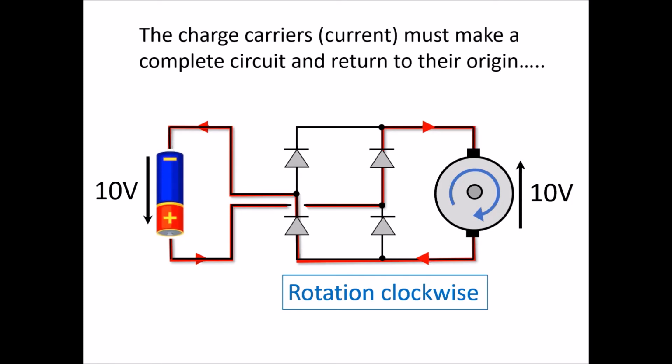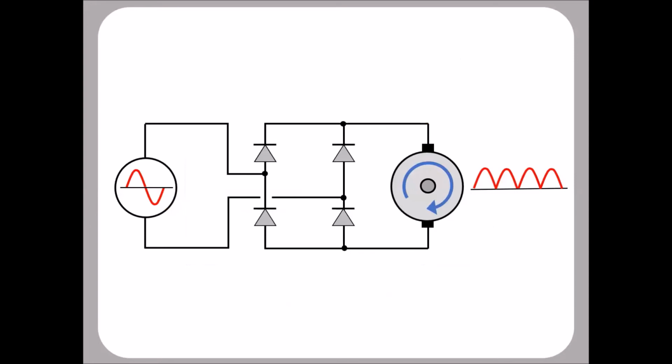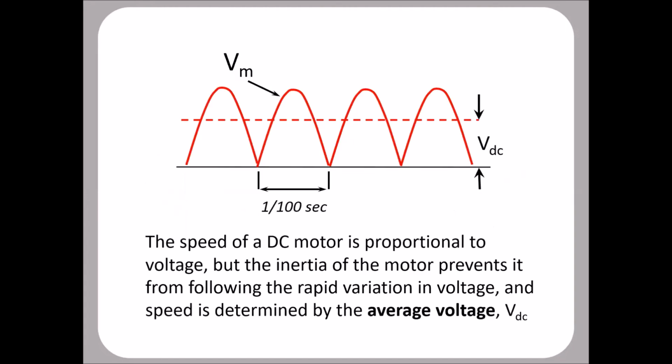So if we replace the up and down batteries by AC, then we get both half cycles exploited. And that's called a full wave rectifier. So the motor gets twice what it was getting before. And again, the speed of the motor is proportional to the voltage, but the inertia prevents it from accelerating and decelerating within such a short time. It smooths it out, and the speed depends on the average voltage.